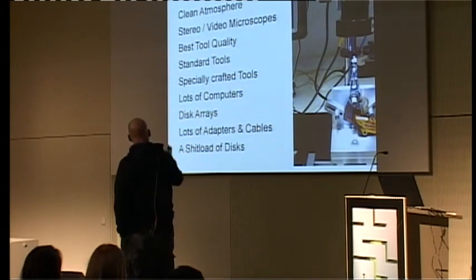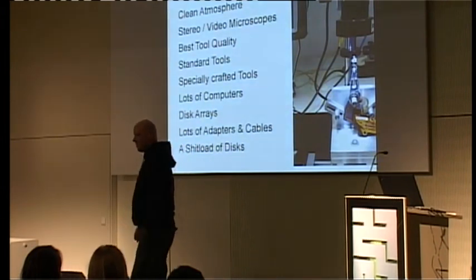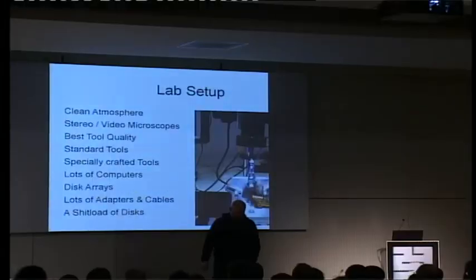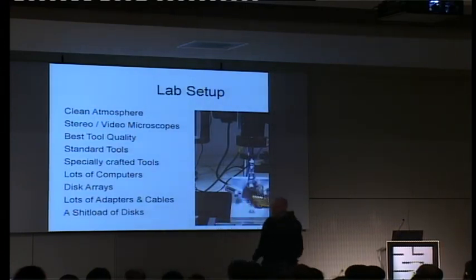Yeah. Then what else do you need? Lots of computers. You need some disk arrays to store the images on and to store the final extracted data on. That's pretty obvious. Well, all kinds of adapters and cables, and a shitload of disks for two reasons. One reason is, in some cases, you need one-to-one copies to physical disks. Therefore, you need a lot of disks.